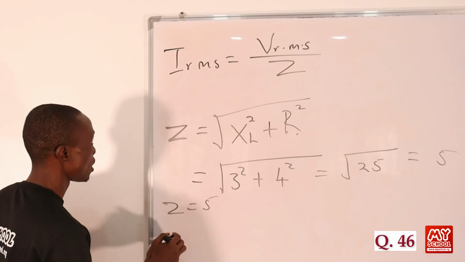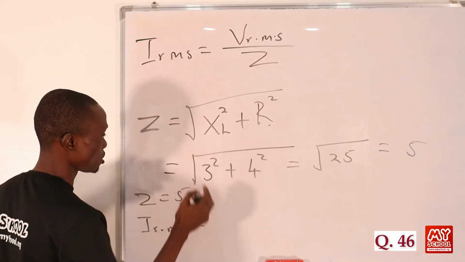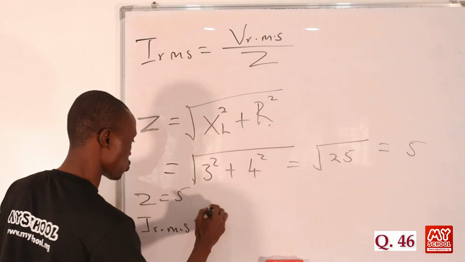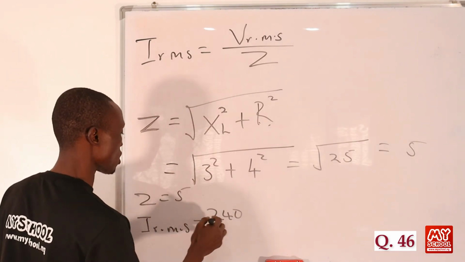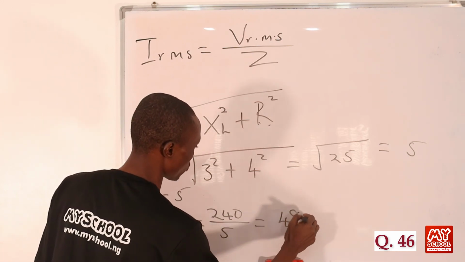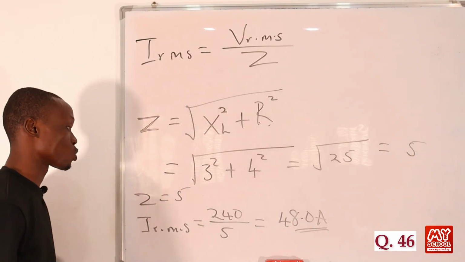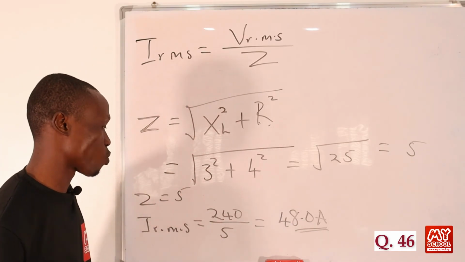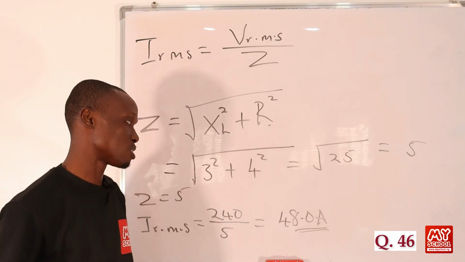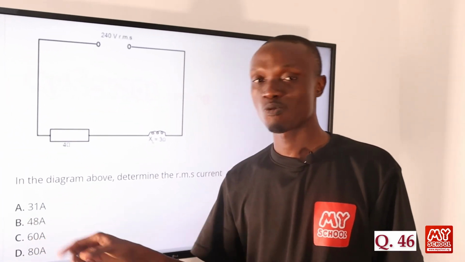But in our formula, RMS current is equals to the voltage. So in this case, the voltage is equals to 240. So 240 divided by 5, that will be equals to 48.0 ampere. Okay, so the value of the root mean square current of the circuit above is equals to 48.0 ampere. So let's return back to the screen to pick the correct answer to this question, and that is option B, 48 amperes.